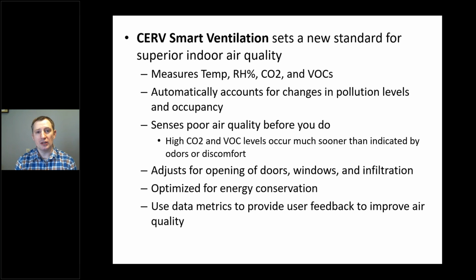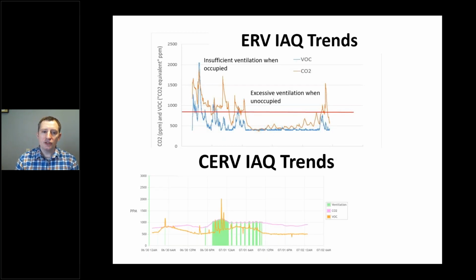Do they need to make changes in their settings with the system or things they're doing, activities or products or things in the house, really giving them more control and feedback on what's going on. This is just an example of a conventional ERV ventilation system versus a CERV smart ventilation system. The first chart shows a high performance passive house with continuous ventilation set to levels where they think it should be set to.